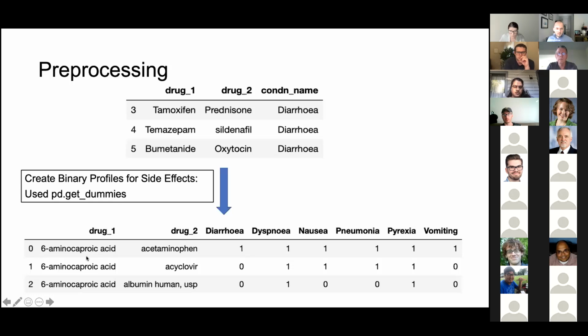So for example, this drug, aminocaproic acid with acetaminophen, causes diarrhea. So it will be given 1, dyspnea 1. So that means 1 is present, 0 is absent. So in the second pair, diarrhea is absent. So it is given a numerical value of 0.